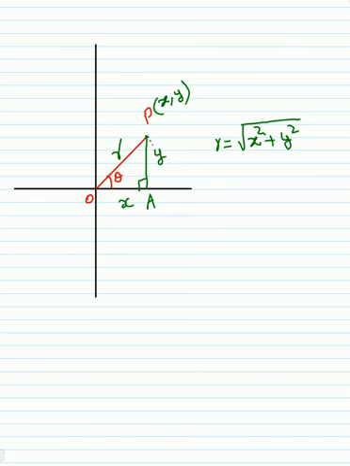This ray is rotated. Suppose the OP ray coincides with the x-axis, then the x coordinate becomes r and the y coordinate becomes 0. If this OP ray coincides with the negative x-axis, now the point is at minus r: the x value is minus r and the y value is equal to 0.